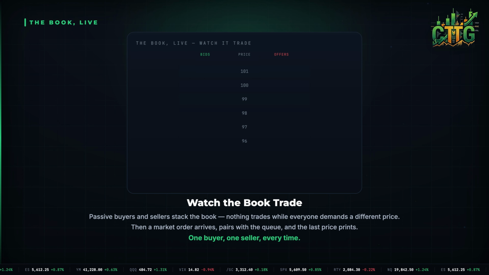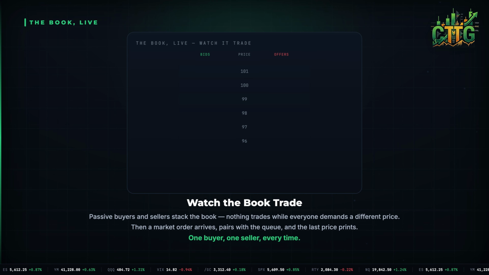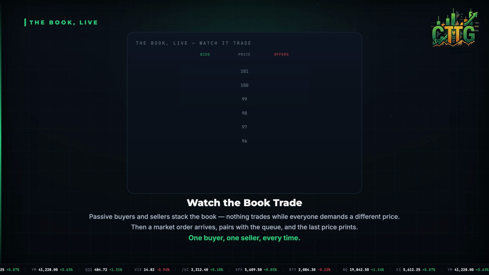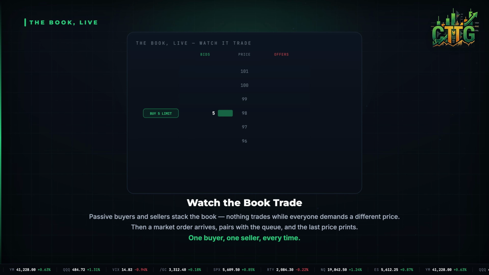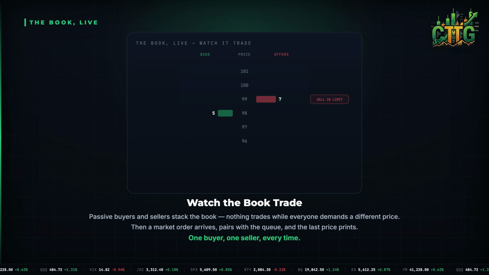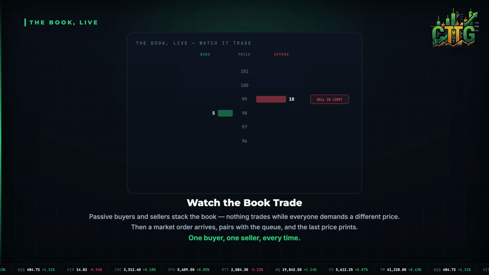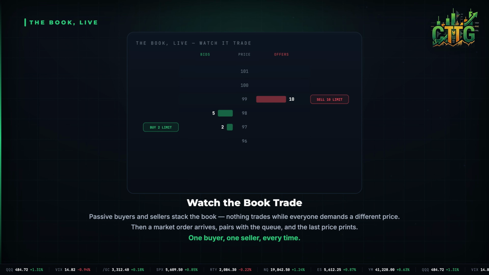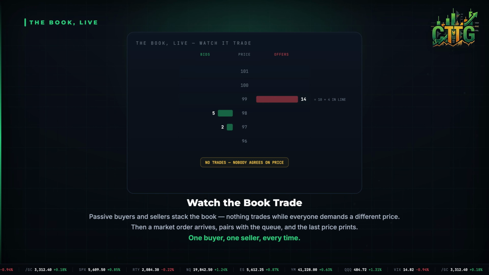Let's watch the book do this in real time. The market opens empty. A passive buyer arrives, 5 contracts at 98, and parks on the bid. A seller offers 10 at 99. More join. 2 at 97. 4 more at 99, waiting in line behind the first 10. Nothing trades. Everyone demands a different price.